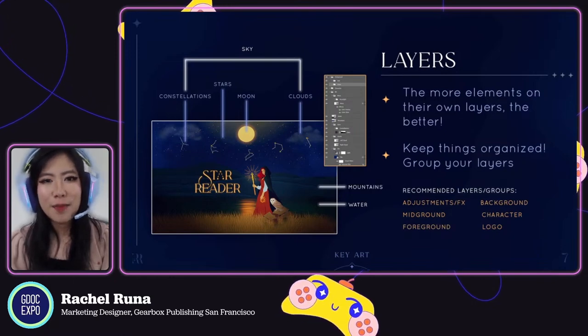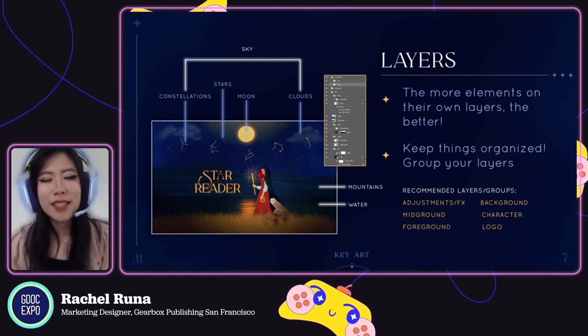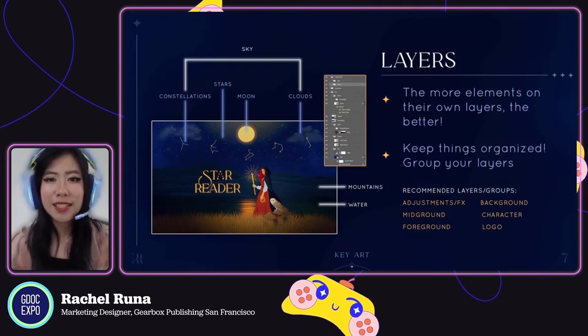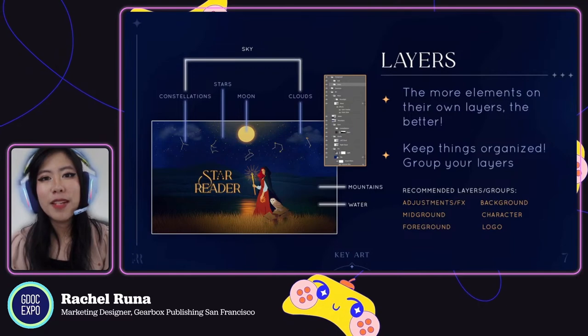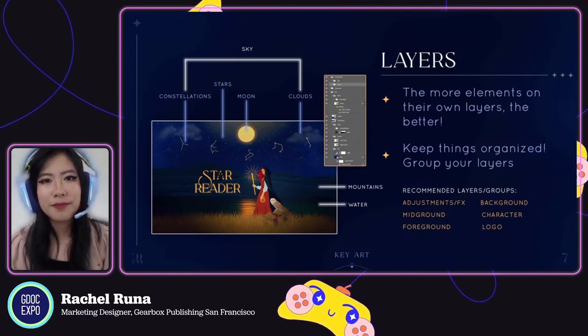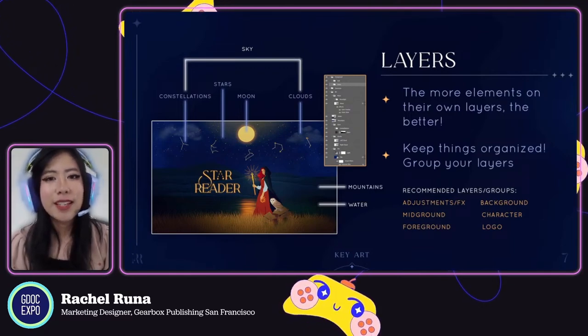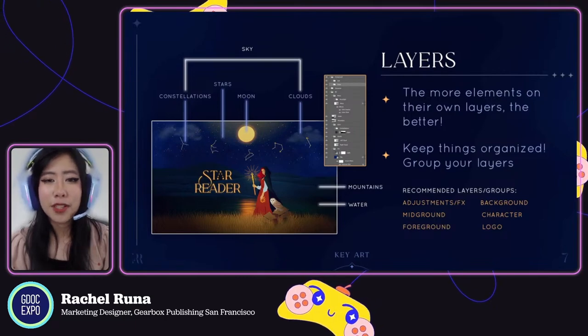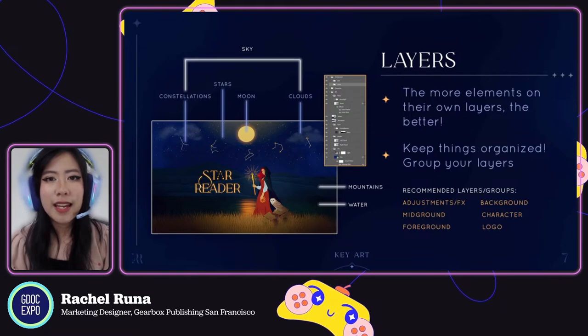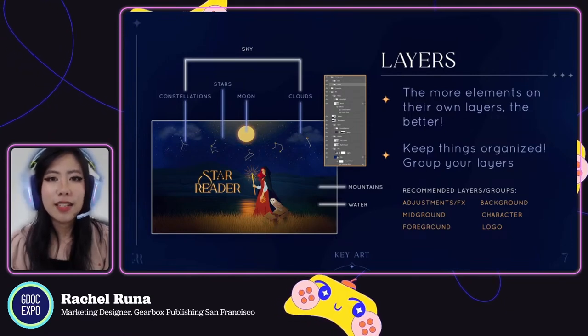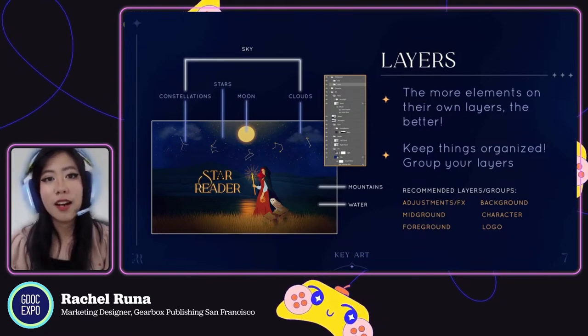And here in my example, I took the top elements there and grouped them into the sky. And then that, along with the mountains and the water, make the background. Here are some recommended layers and groups for key art, and I'm going to give a special call out to adjustments and effects because these things are nice to be able to toggle on and off.